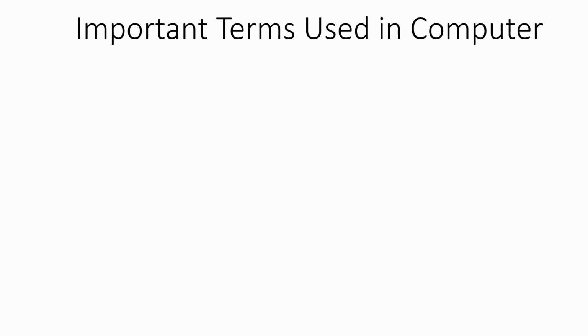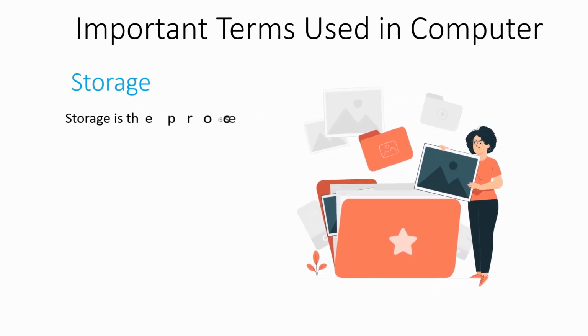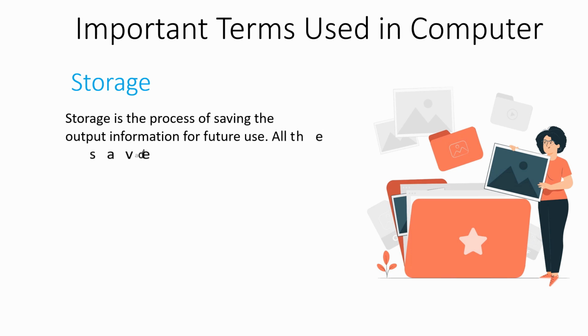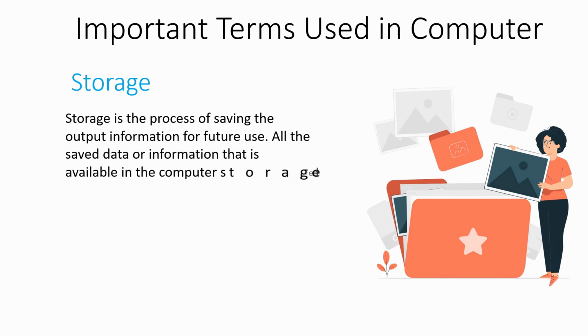And the next important term is the storage. Storage is the process of saving the output information for future use. All the data, files or information that is saved in our computer's hard disk is considered as the storage. It may be any files or any folder, any applications, any software that is stored in our computer's memory. So storage is the saved form of data or information that can be accessed in future whenever we want.